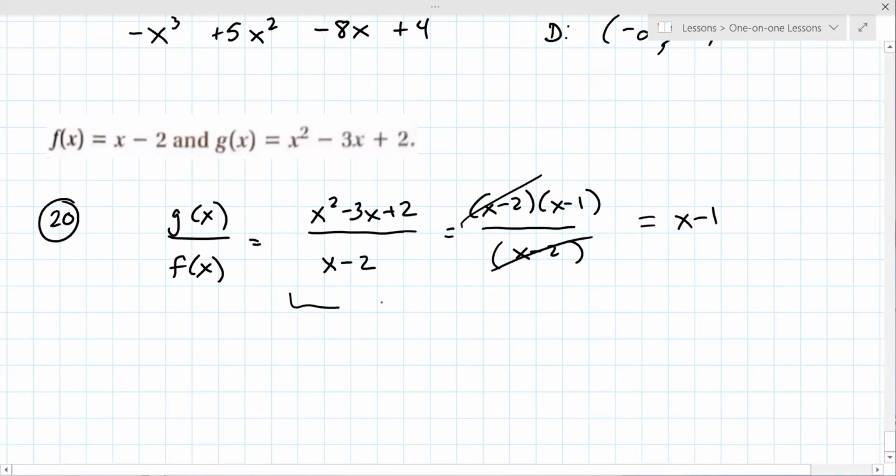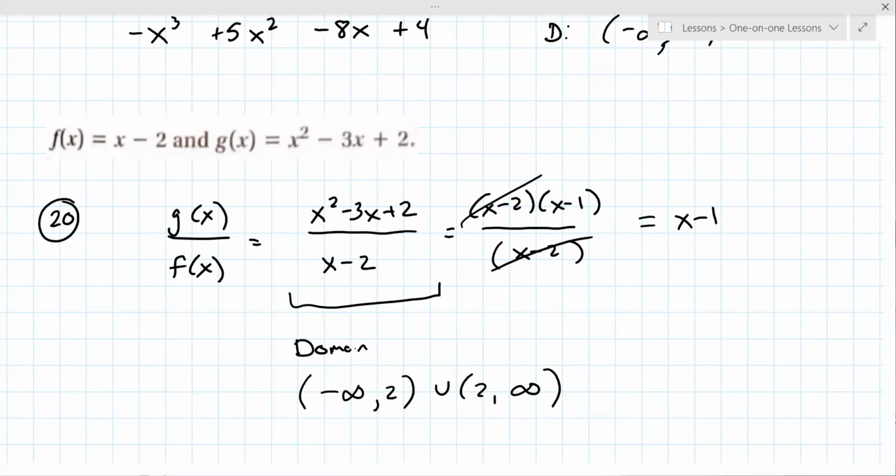But to do your domain analysis, you actually do it right here, not at this final step. It's everything except for 2. So it's negative infinity to 2 union 2 to infinity. All right, we're on the other side of the page. 21.